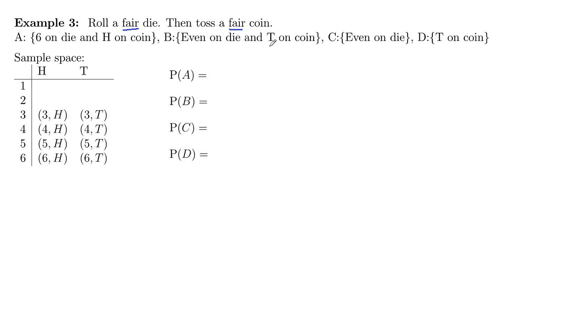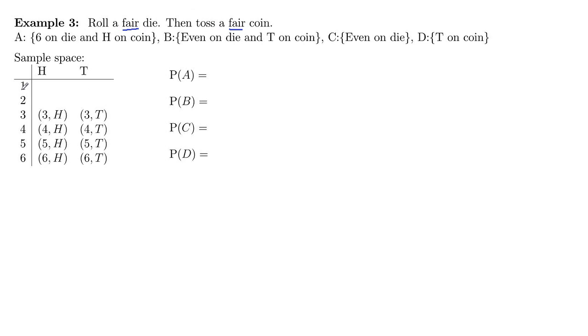B is even on the die, tails on the coin. C is just even on the die, whatever on the coin. D is tails on the coin, doesn't matter what the die was. So let's first list out our sample space. We've got 6 possibilities for rolling the die here, and then 2 possibilities for the coin.